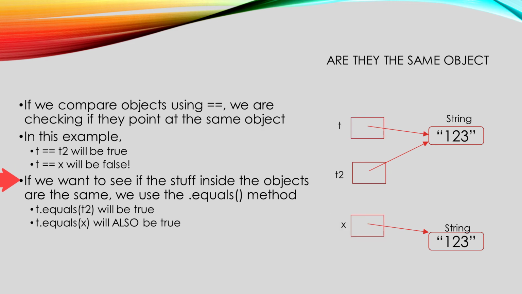If we want to compare the stuff inside the objects to see if the objects look alike, we use the equals method. In this example, t.equals(t2) will be true, and t.equals(x) will also be true, because those two objects contain the same string.